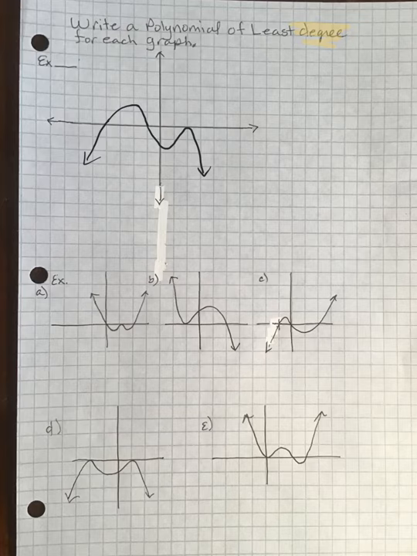So knowing that this is a W, we know it has to be an even degree when all is said and done, and the leading coefficient should be negative. So we know that the leading coefficient is negative. And we know it should be an even degree. So that's what we know just by looking at it.